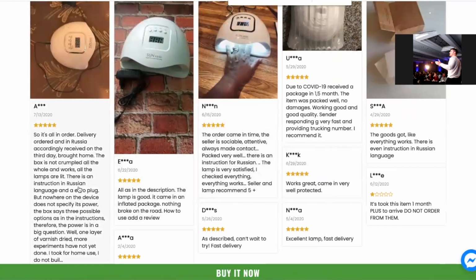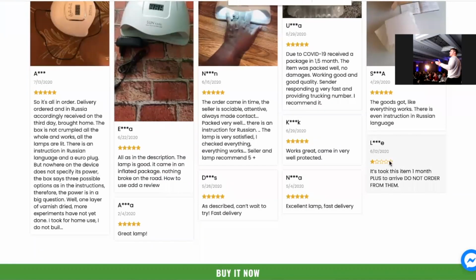Okay. Now, it's also important that you have some reviews down here as the seller, right? You want to make sure that even these are grammatically correct. Okay. "It took this item 1 month plus to arrive. Do not order from them." Okay, this alone is enough to make people not want to buy from you.